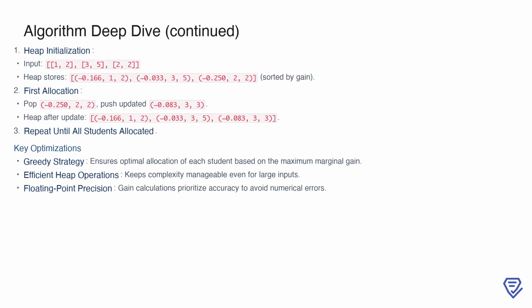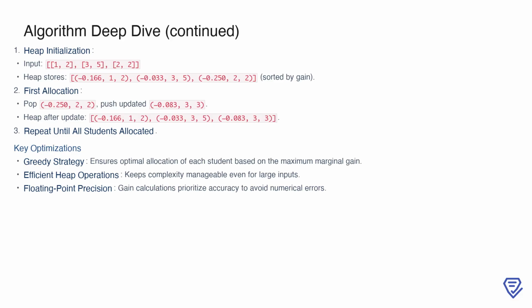To further illustrate the algorithm, let's consider an example. Suppose the input classes are [1, 2], [3, 5], [2, 2]. During heap initialization, we calculate the marginal gain for each class and store them in the heap as tuples: (-0.166, 1, 2), (-0.033, 3, 5), (-0.250, 2, 2). The heap is structured to prioritize the class with the highest gain, which in this case is the class [2, 2], with a gain of 0.250.